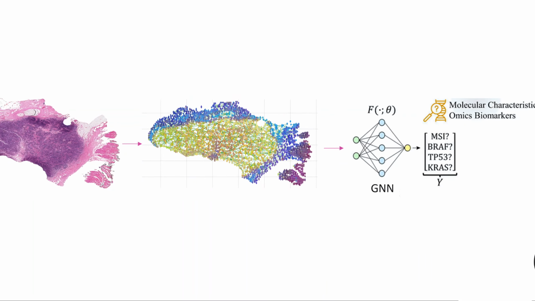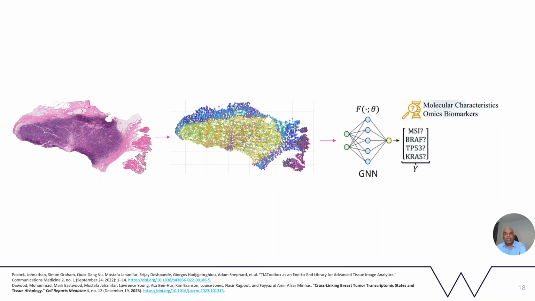Once we have this graph representation of the whole slide image, we pass it to a graph neural network, and then we use machine learning training approaches to predict the status of different biomarkers like MSI, BRAF, TP53, or KRAS. We were able to do this using the TIA toolbox, and the references to the toolbox, as well as the method that takes in a whole slide image and predicts the mutation status, gene expression status, or even survival at the same time, just from that image, are given over here.